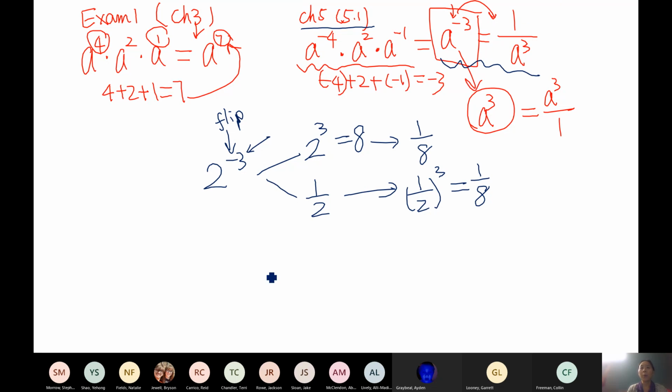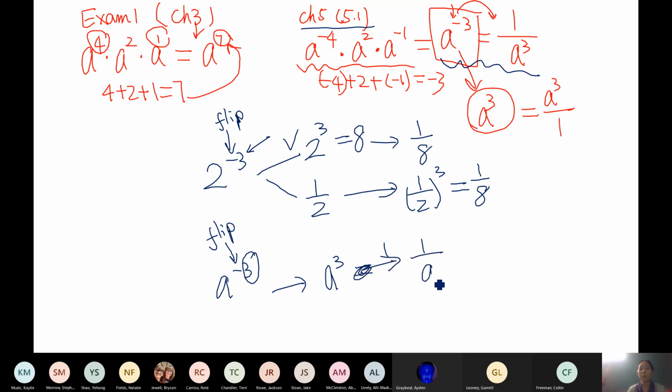But if you have a variable, a to negative 3, usually we follow the first solution. So we're going to take 3 copies of a, which gives us a cubed, and that minus sign means you flip it. So you get 1 over a cubed. The other way also works.